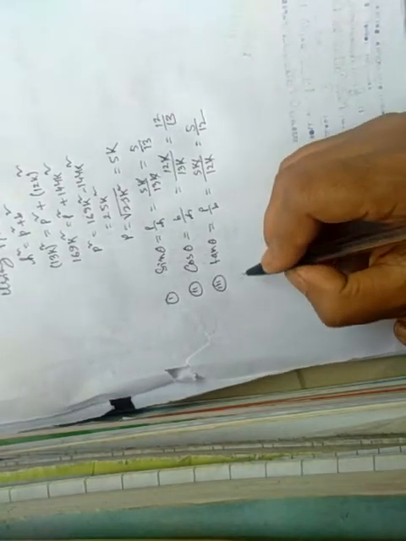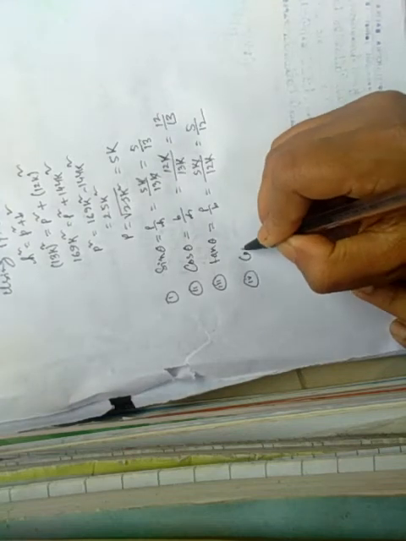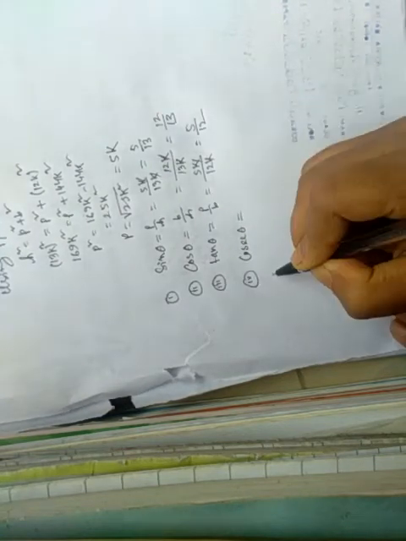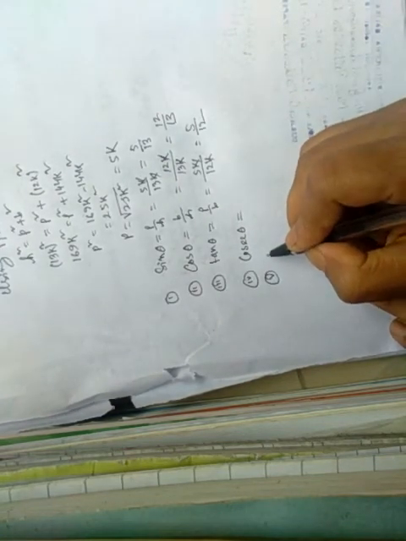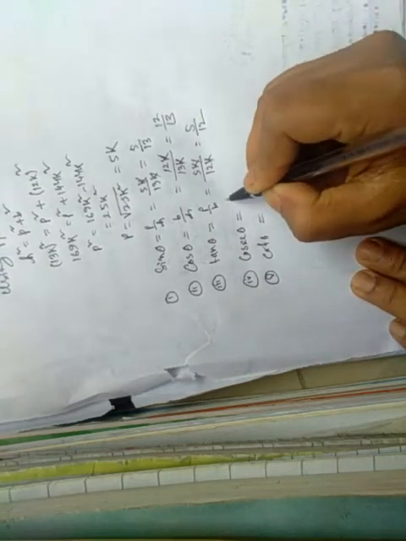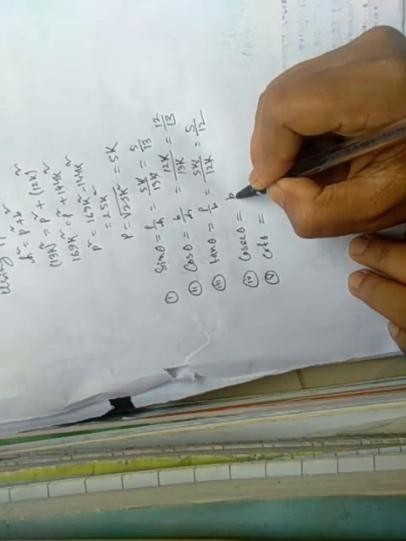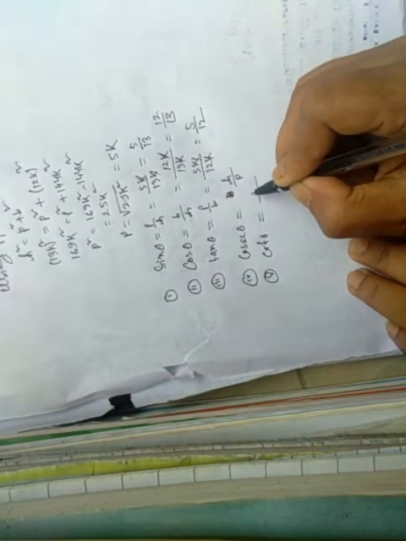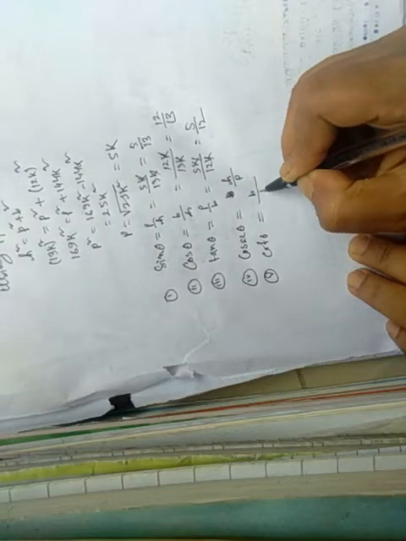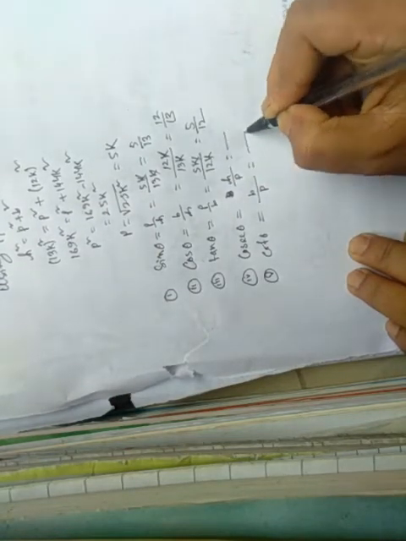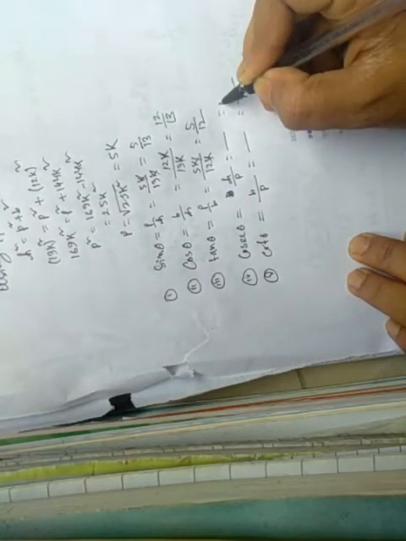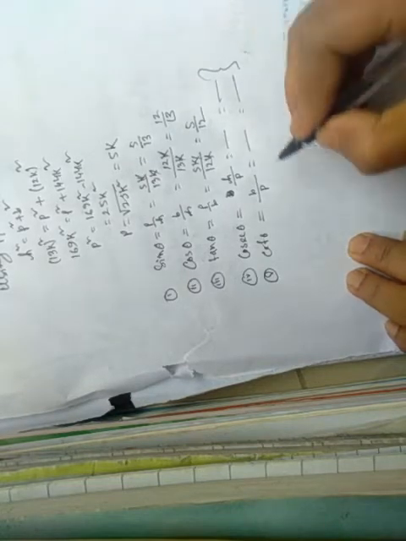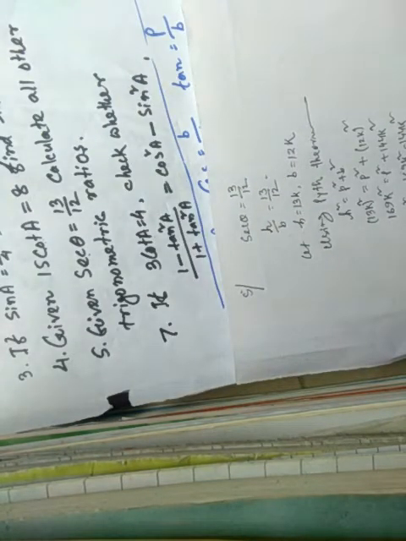Now we should find cosec theta and cot theta. Cosec is the reciprocal of sine, so h by p. Cot is the reciprocal of tan, so b by p. You can find the last result. This is for you. Okay. So question number 5 also complete.